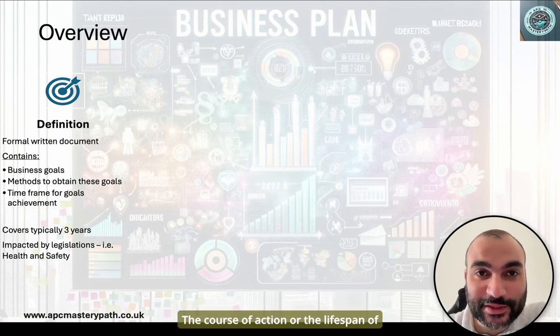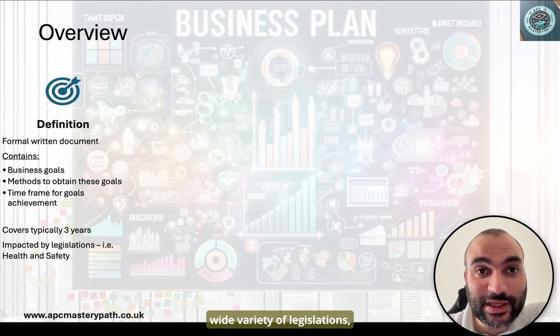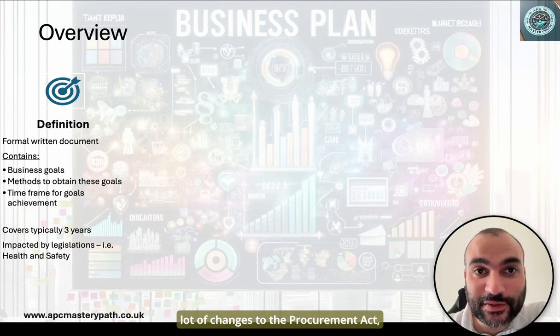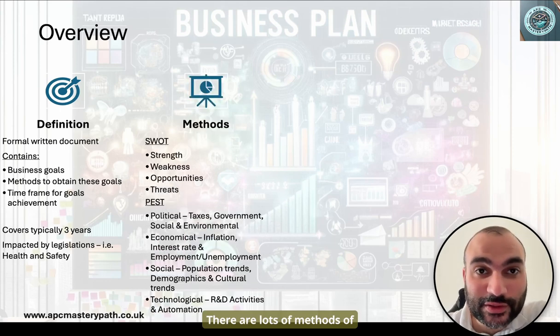The course of action or the lifespan of the business plan is typically 3 to 5 years, depending on the business itself, and it could be impacted by a wide variety of legislations, taking into account the health and safety, procurement, and the likes. Here in the UK, there has been quite a lot of changes to the Procurement Act, especially in 2023, with some edits in March 2025, which are going to impact quite a lot of business plans for different firms.